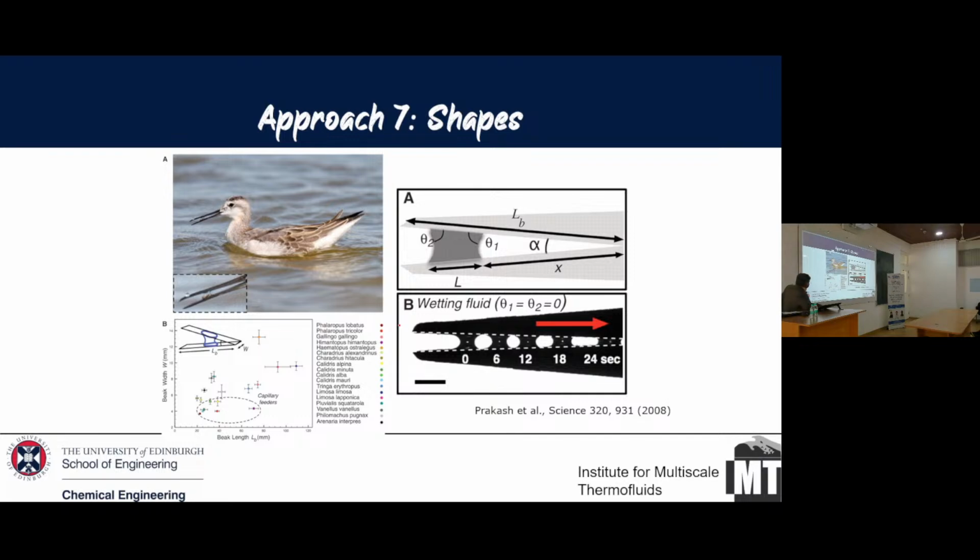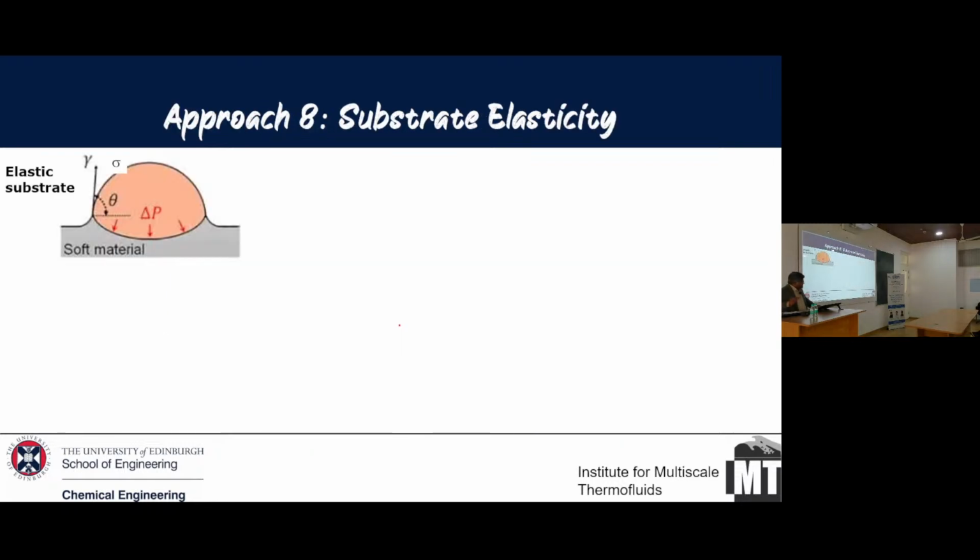Obviously, the shape of the substrate can affect the dynamics of contact lines. This is from Prakash. You can see that if you want to make sure your droplets can move, and you shape your substrates in a certain way, that can actually propel them further. This is a very simple example of that, the way the ducks do their business. The other thing is obviously elasticity.